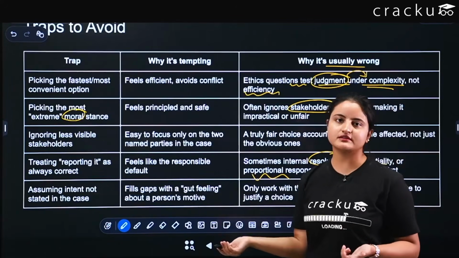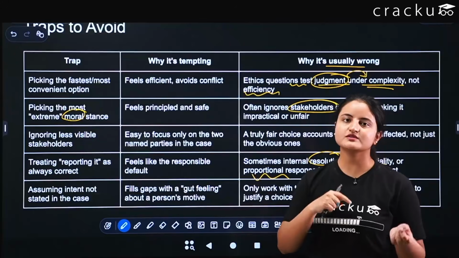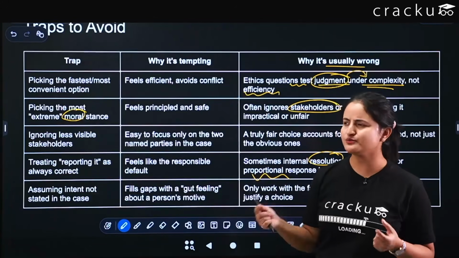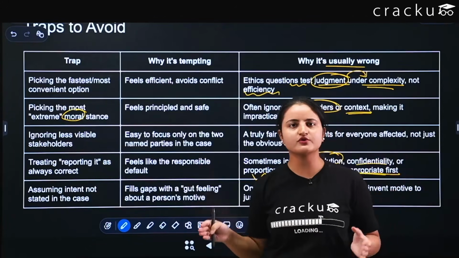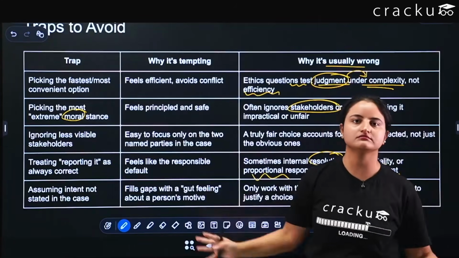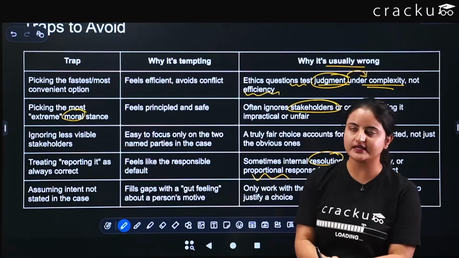Assuming intent not stated in the case. So again, here is where your bias or something like that can come. Do not assume. You're given 4 to 5 lines. That is your world. You just have to think about that, okay?